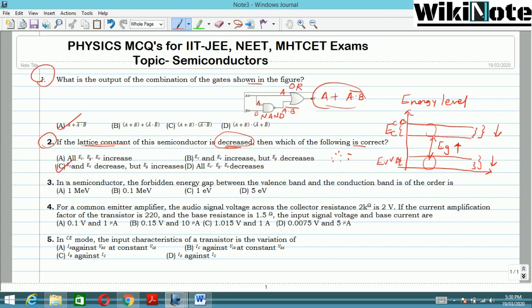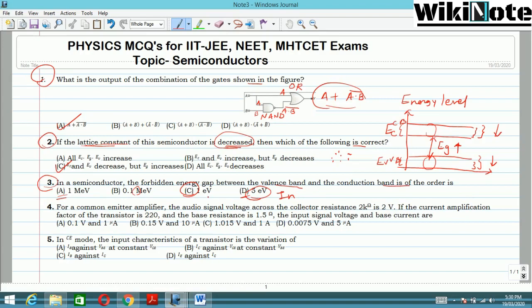Next, question 3. In a semiconductor, the forbidden energy gap between the valence band and the conduction band is of the order of 1 electron volt. This is a simple answer. 5 electron volt is present in the case of insulators. 0.1 mega electron volt, so mega means it is huge, is also possible only in the case of insulators. 1 mega electron volt is also possible in the case of insulators.